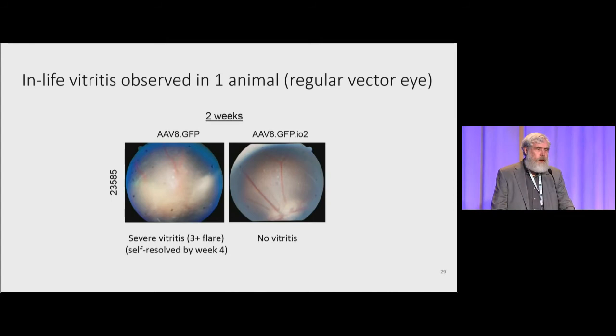You can also do in life, and as I said, we did in living analyses, and one of the animals, I admit this is a small number, but these are relatively expensive experiments, and this is presenting you where we are, a progress report. One animal in the control had severe vitritis and not in the contralateral eye. And so this is a summary of many experiments.